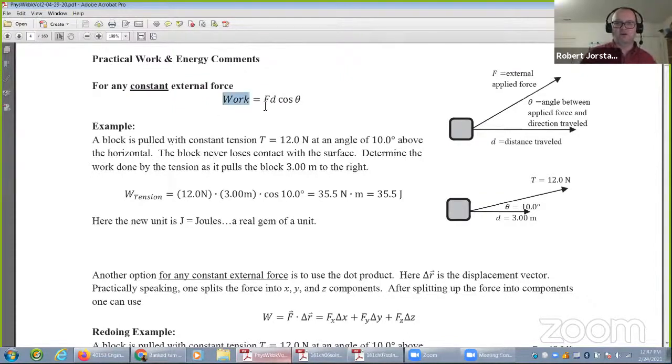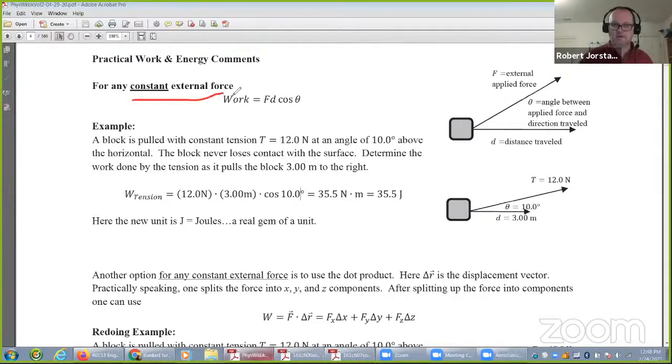All right, here you go. Work. So here's an example. Let's say the tension is 12 newtons. The angle is 10 degrees. Your distance is 3 meters. We just say, okay, plug in. And this, I want to point out, this is an example for a constant force.